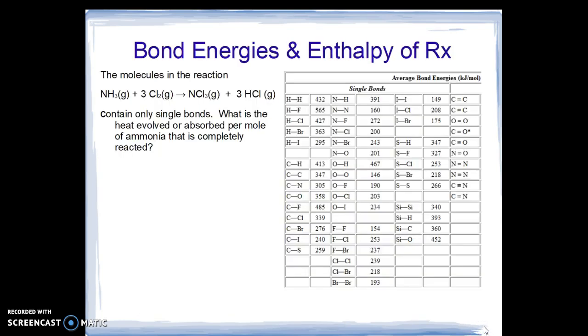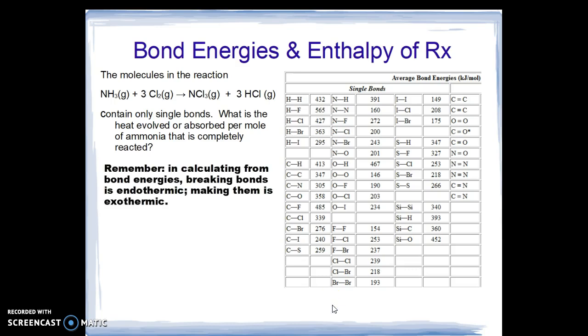Now, bond energies and enthalpy of reactions. You may remember from an earlier semester that we have to break bonds. That takes energy, and then we make new bonds in the chemical reaction. So in this reaction of ammonia gas with chlorine gas to produce nitrogen trichloride gas and hydrogen chloride gas, we see only single bonds are involved. How do we find the delta H of this chemical reaction? Well, we break bonds and then we make bonds. Calculating bond energies, breaking bonds is endothermic, making them is exothermic.